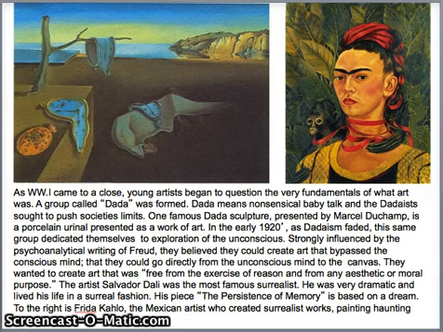He was very dramatic and lived his life as a surreal expression in general. His piece, The Persistence of Memory, is based on a dream. And to the right is a work by Frida Kahlo, a Mexican artist who created surrealist works. They were haunting self-portraits with surreal imagery. You know, her story is that when she was 17, she was in a bus accident and she was actually impaled. A rod went through her body from the bottom to the top, and she had just 30-something operations.